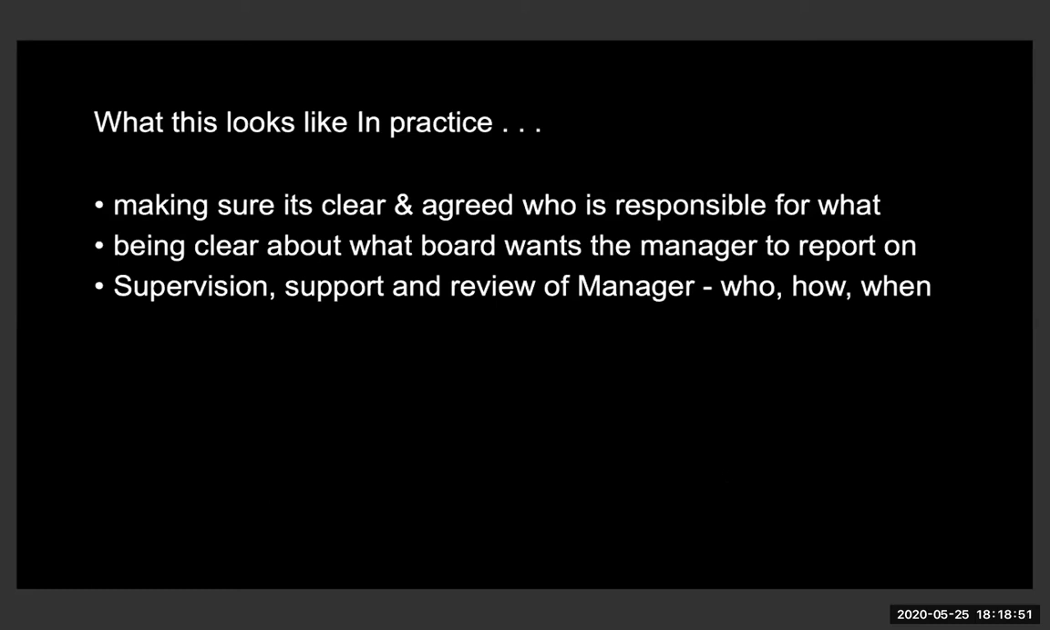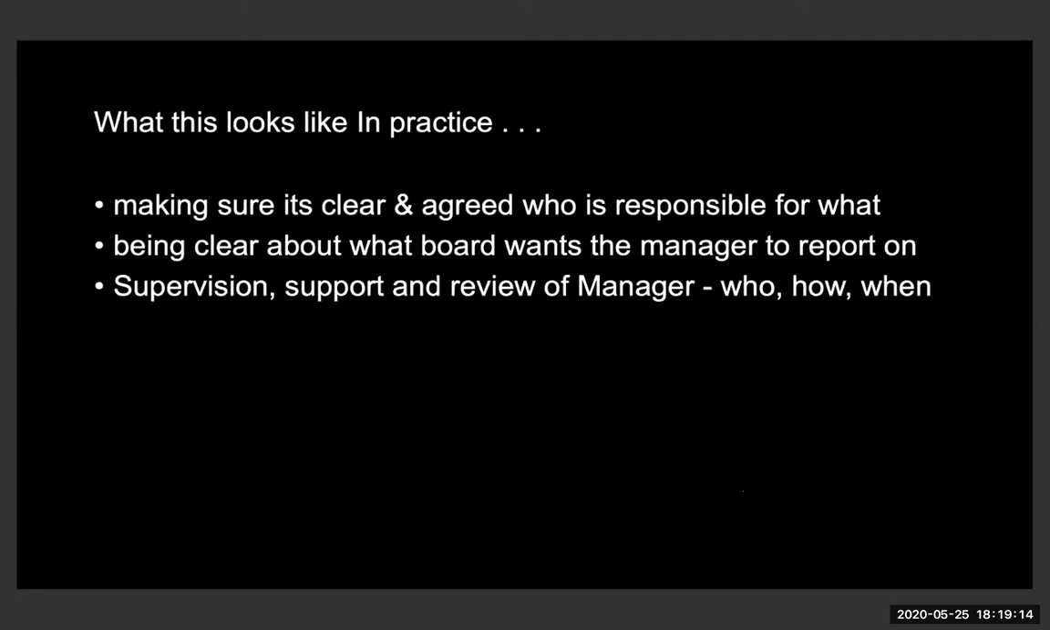And of course, part of the dance is providing good supervision, support and review of the manager. Who is responsible for that? How is it done and when is it done? I work with a lot of not-for-profit managers who never have performance appraisals with anyone on their board. The board just says, but you're doing a great job, we don't need to sit down and do an appraisal.